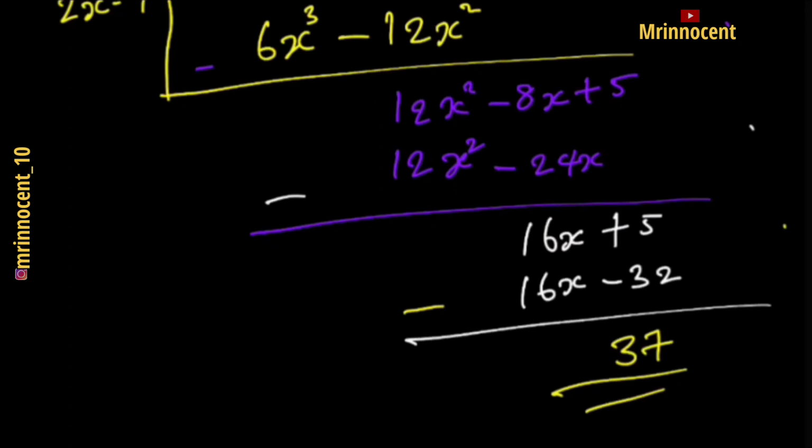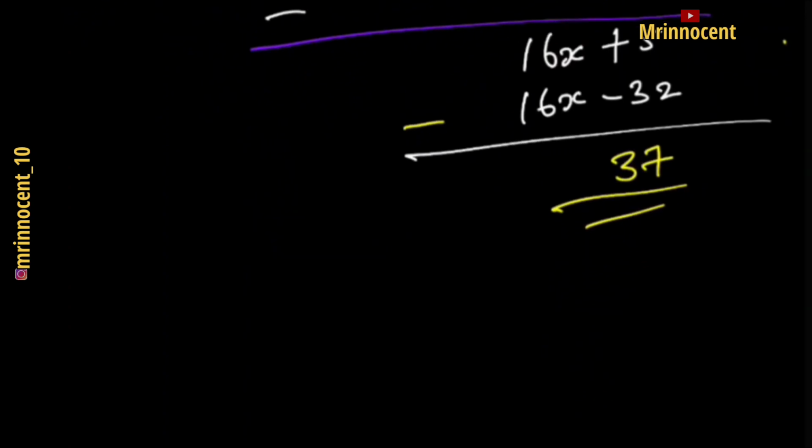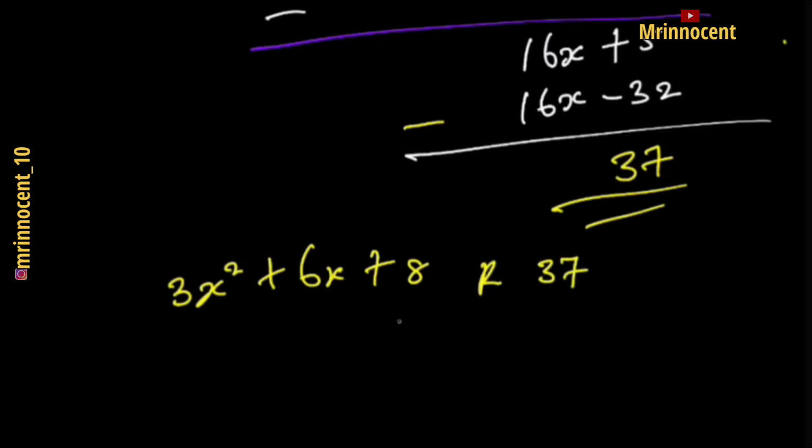So your answer is 3x squared plus 6x plus 8, remainder 37.